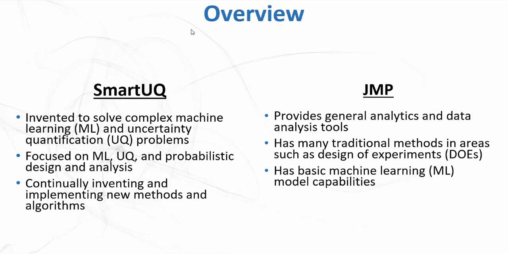By contrast, JMP and JMP Pro have more standard analytics tools for engineers and scientists. For instance, in general, JMP is going to have more traditional design of experiments generation tools than SmartUQ, but only basic machine learning models or metamodels or capabilities in that area.